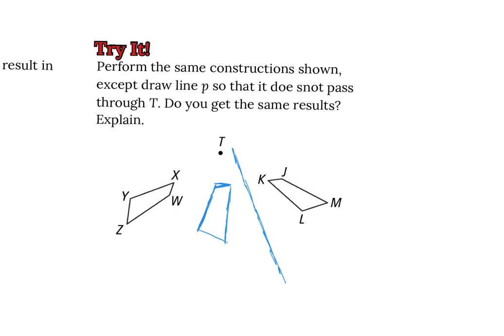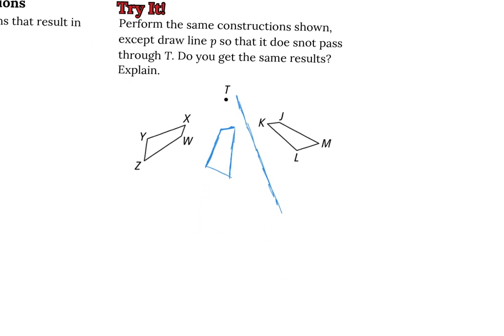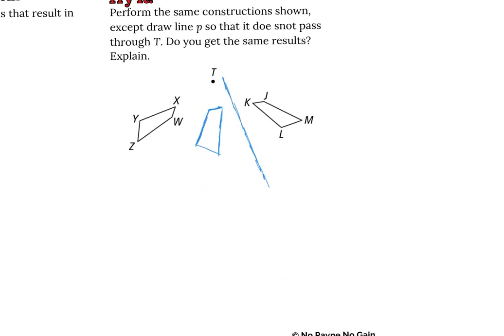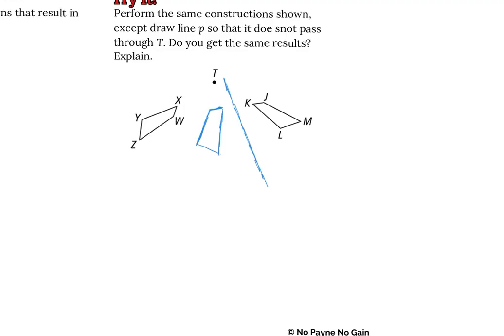Okay, so I can see that I am not going to get the same images if I don't put my line P through T. So this would be line P. If I don't go through T, it's not going to create the same reflection.